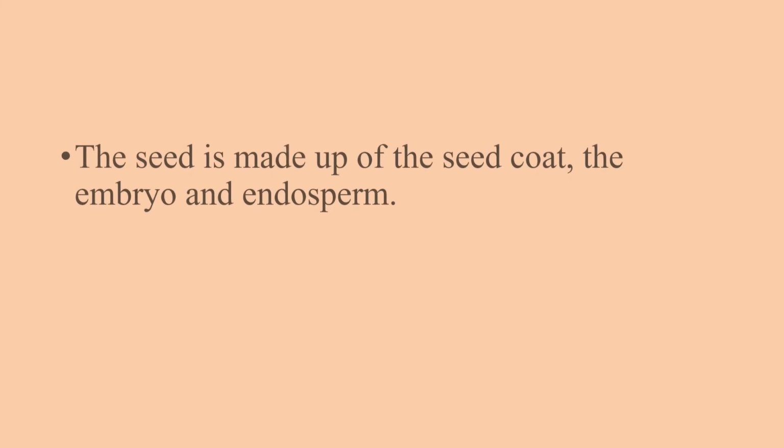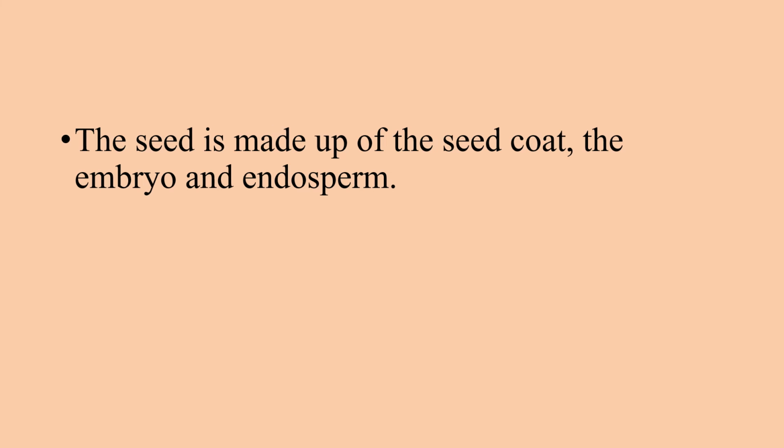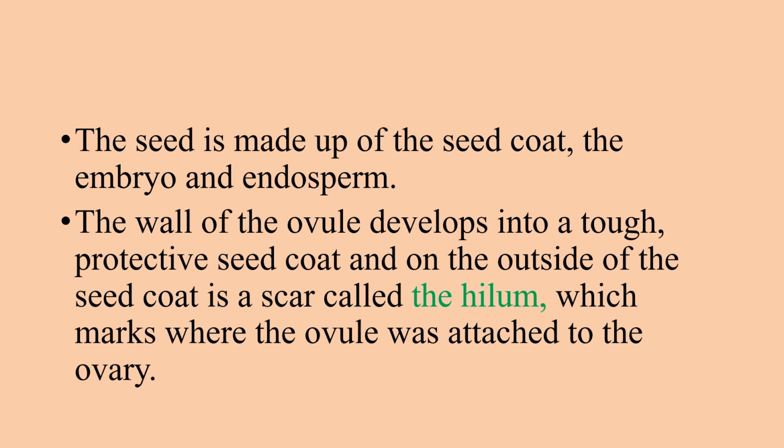The seed is made up of the seed coat, the embryo, and endosperm. The wall of the ovule develops into a tough, protective seed coat, and on the outside of the seed coat is a scar called the hilum, which marks where the ovule was attached to the ovary.